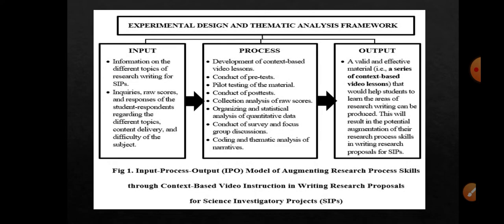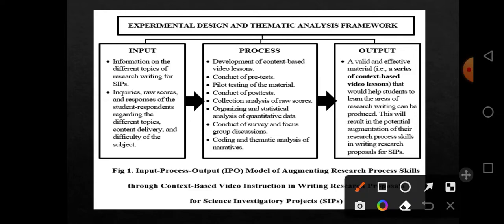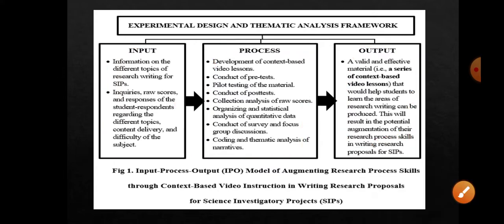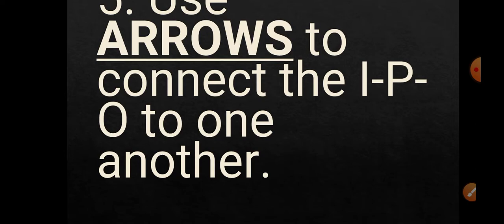Now, to show the system of our study, we must connect the input, process, and output together. We must show the interconnection between these three labels. To signify the connection between these three things that we built in our framework, we can use arrows. So that is our fifth guideline. Use arrows to connect the IPO to one another. Okay, next.